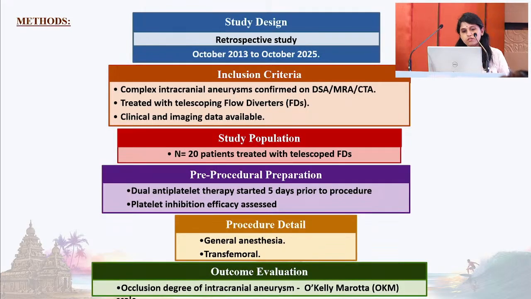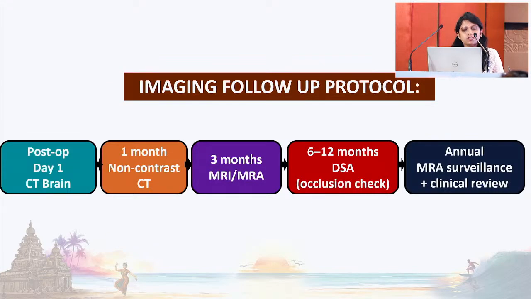We retrospectively analyzed 20 patients treated with telescoped flow diverters. We analyzed the clinico-demographics, aneurysm characteristics, types of procedure, and angiographic occlusion as follows. Dual antiplatelet therapy was started 5 days prior to the procedure. Platelet inhibition efficacy was assessed. The occlusion degree of the intracranial aneurysm was graded using the O'Kelly-Marotta scale. Our imaging follow-up protocol was a CT brain on post-op day 1 and at 1 month follow-up.